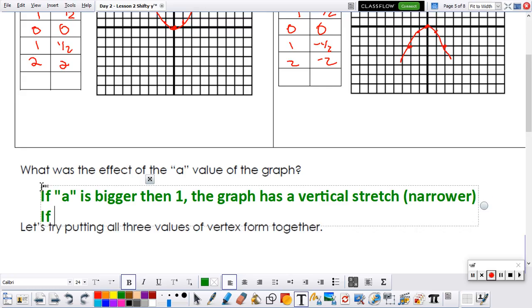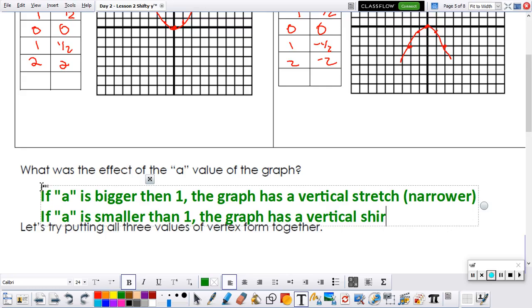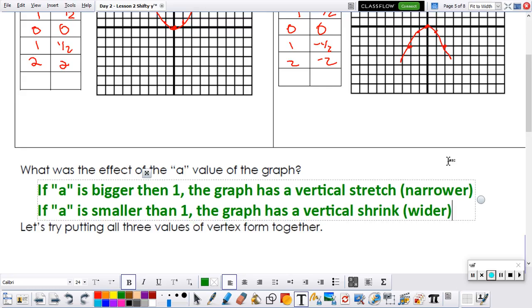If A is smaller than 1, the graph has a vertical shrink, aka it kind of looks wider. Alright, so let's put these together in vertex form. I'll wait for you to write that down.